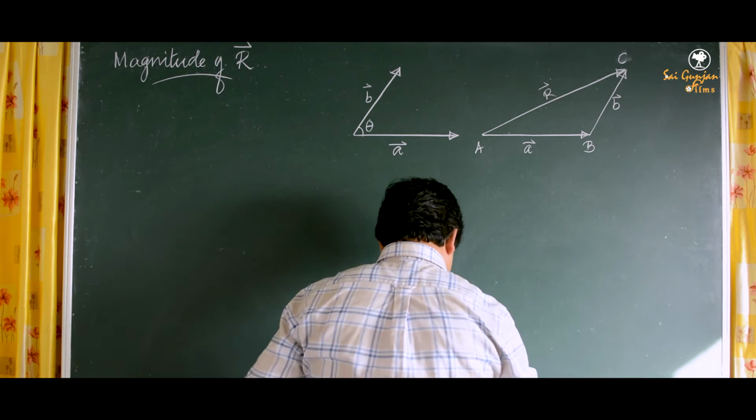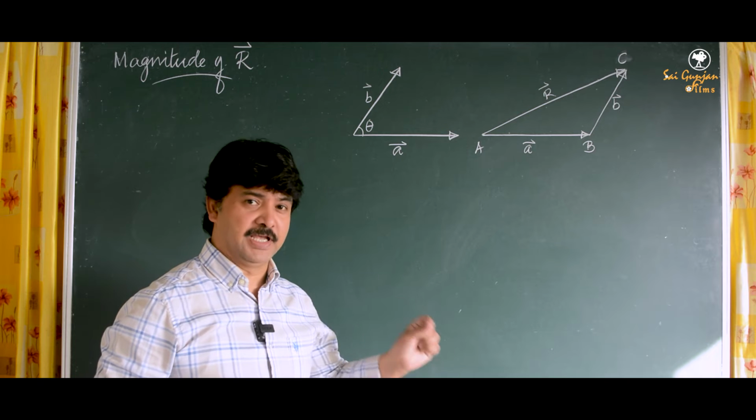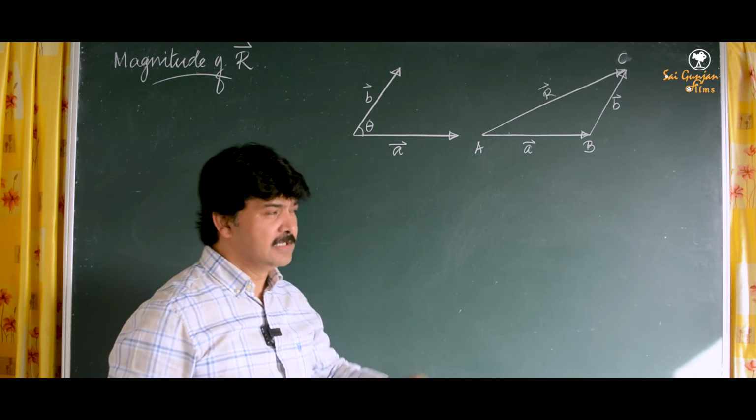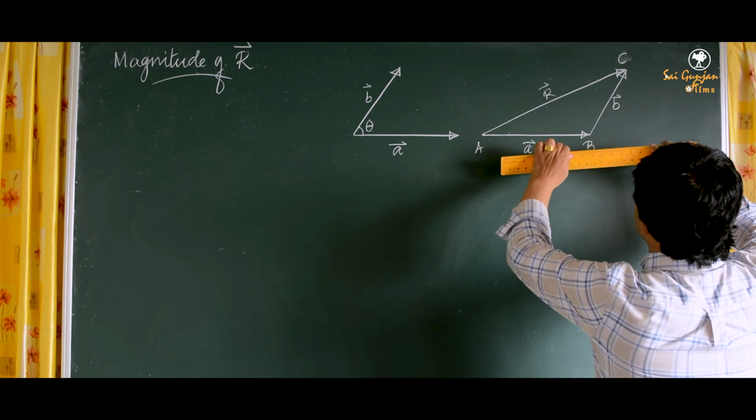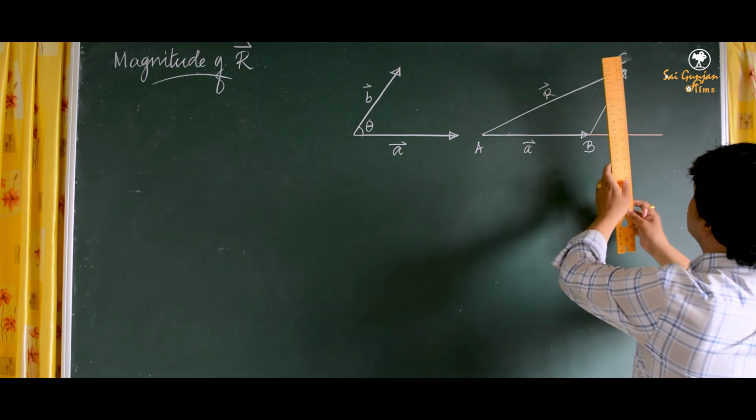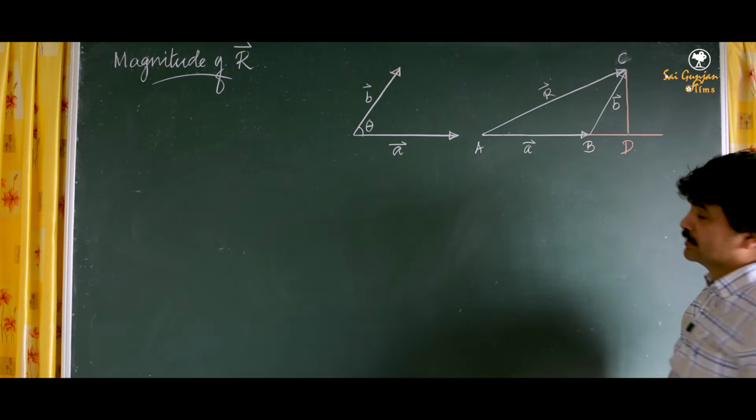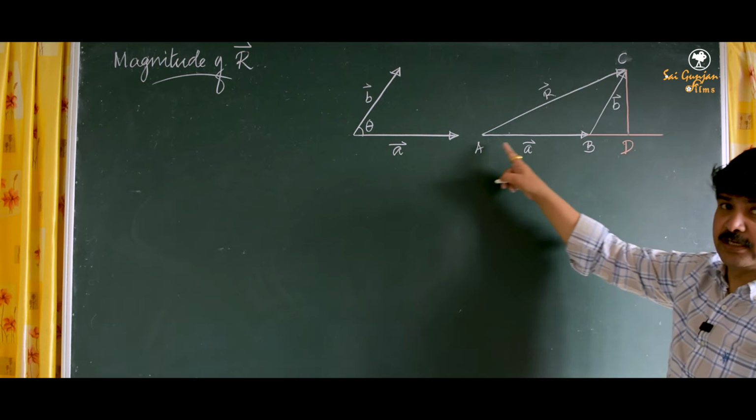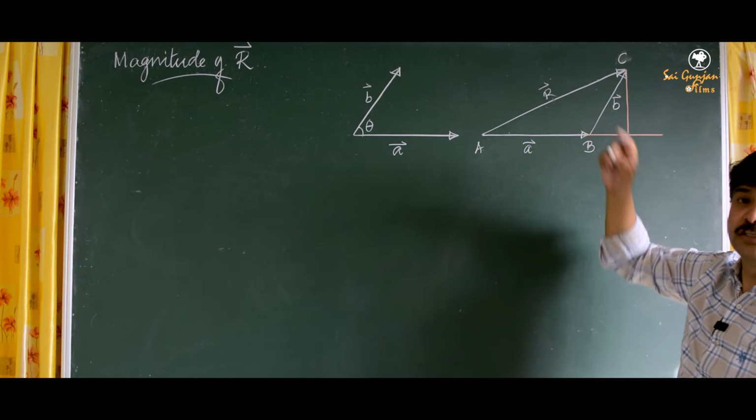Now to do that, we have to apply Pythagoras theorem, and you know Pythagoras theorem can be applied only to a right-angled triangle. Since we don't have a right-angled triangle out there, what we do is this. We produce the line AB, and from the point C, we drop a perpendicular on this produced line at the point D. So this triangle ACD is a right-angled triangle. Here we apply Pythagoras theorem to find out the value of this resultant vector.